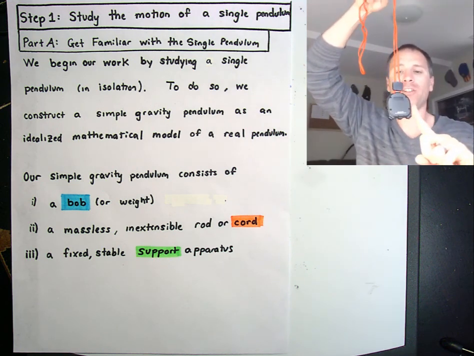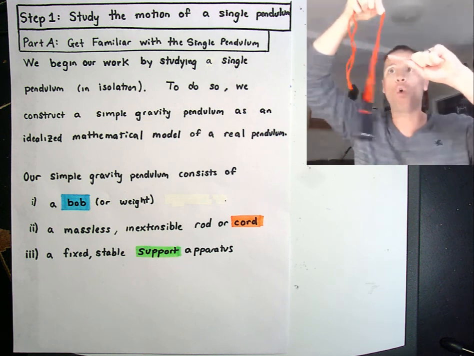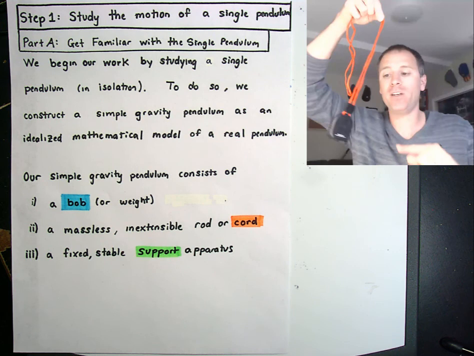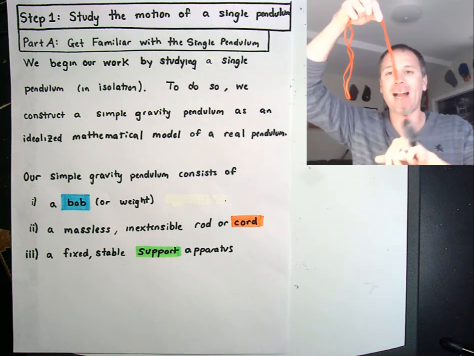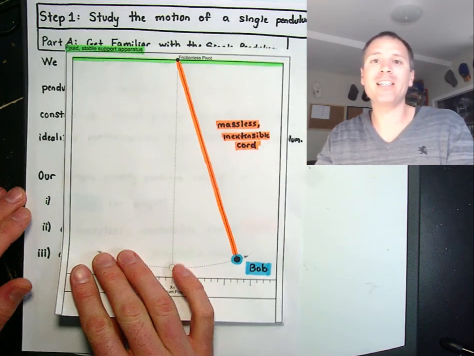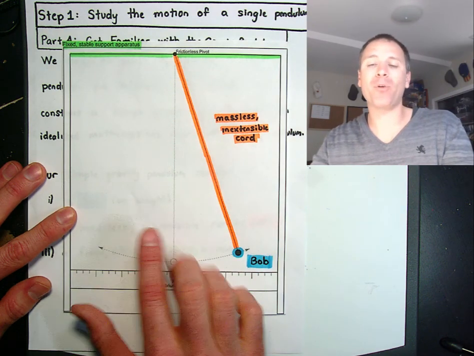This is a real pendulum, not ideal for sure. This thing has a cord that attaches to some fixed structure, in this case my hand that's not moving, and then it has a weight at the bottom, and then it swings back and forth. When we create the simple gravity pendulum, what we're going to do is idealize each of those components. So here's a diagram of a simple gravity pendulum.